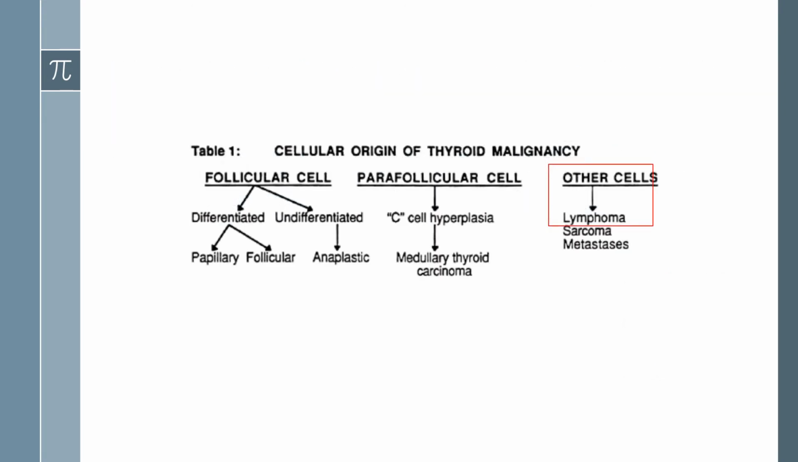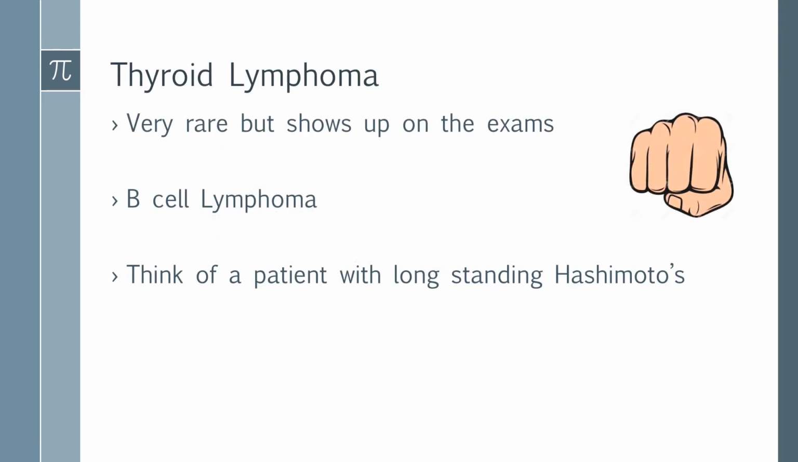And the last one that I want to discuss with you is the other cells. Now, sarcoma metastasis to the thyroid is very rare, so we're not going to cover that because it doesn't tend to show up on the exam. But lymphoma, there are specific things that you would like to know. Very rare, but common on the exams. It's usually a B-cell lymphoma, and where does that happen? In the patient who has a long-standing Hashimoto's. In part 2 of this lecture, we'll discuss some of the things with Hashimoto's disease, but I want you to remember that in Hashimoto's disease, you have a lot of lymphocytic infiltration of the thyroid gland, right? If you have a lot of lymphocytes there for a long time, it's going to develop a lymphoma. That's how you like to think about it.